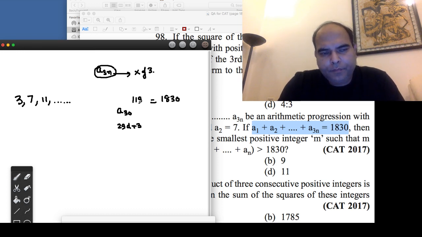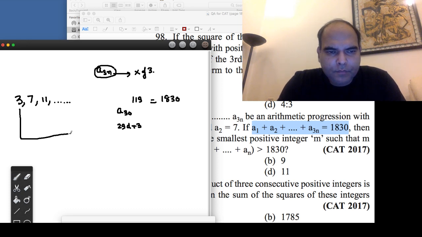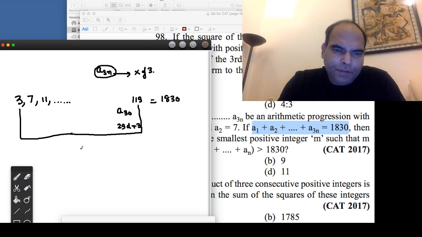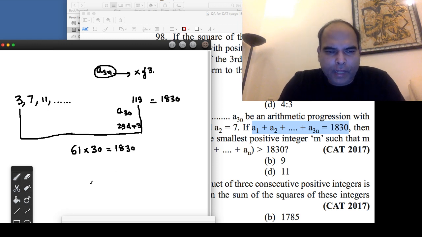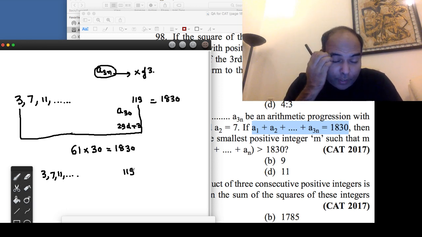And if you look at the sum of this series, the average of the first and last term is 61. And since there are 30 terms in the series, 61 into 30 does give me 1830. So that means we are taking this series till 30 terms, till 119. That's the reaction to this point.